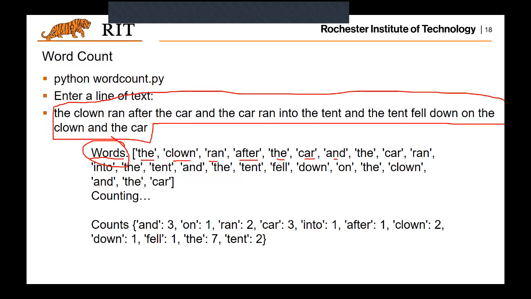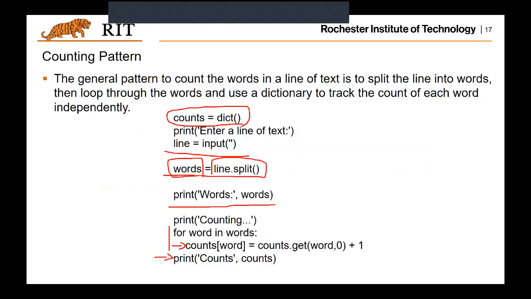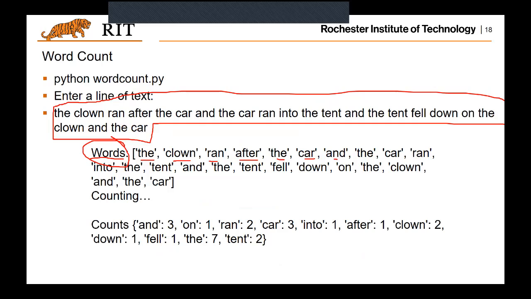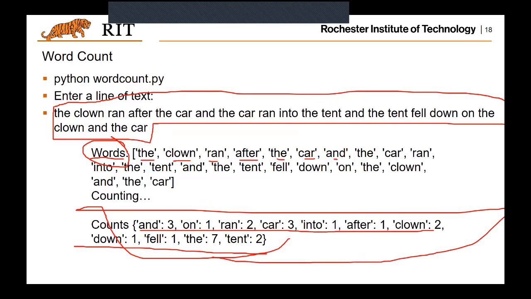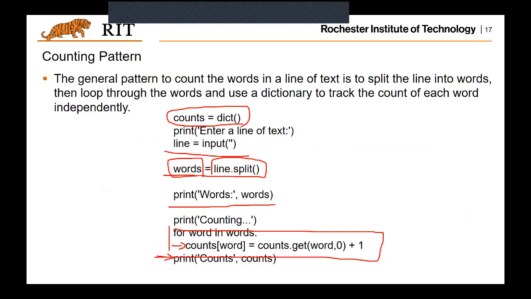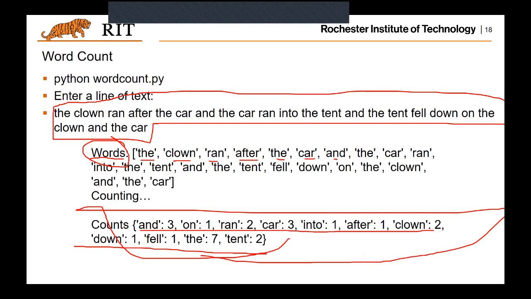And then utilize this for loop as well as the get method. You can have this kind of statistic. You have three and, one on, two ran, three car, one into, and so on and so forth. All these are obtained just through two simple lines of code. All right, that's the word count for this simple case.